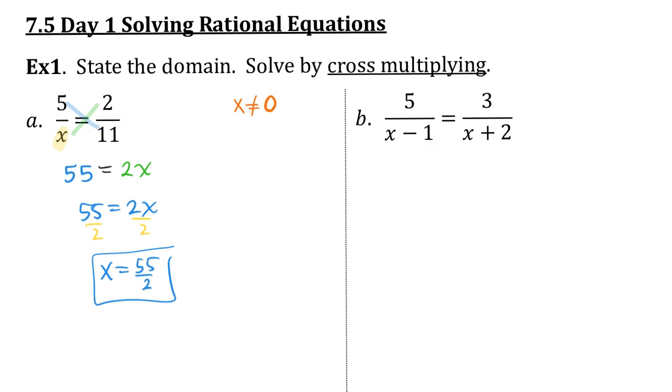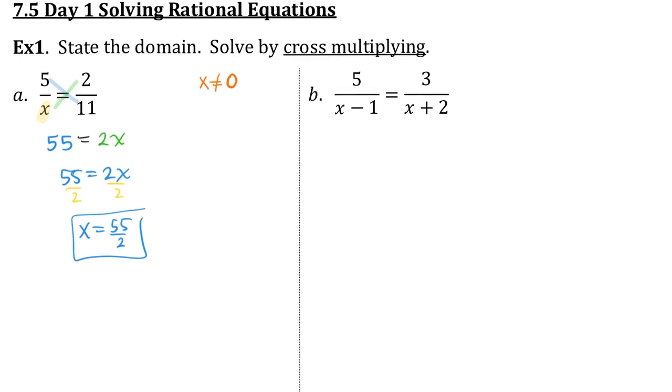Okay, let's try B. We're going to also cross multiply. Before I do so, I'm going to check my domain. For my first fraction, I have x minus 1 in the denominator, which means that x cannot be 1 because it will make the denominator 0. For my second fraction, there's also an x in the denominator. So if x plus 2 is equal to 0, that means x would be negative 2. So x cannot be negative 2. Those are the two x values that are excluded from our answers.